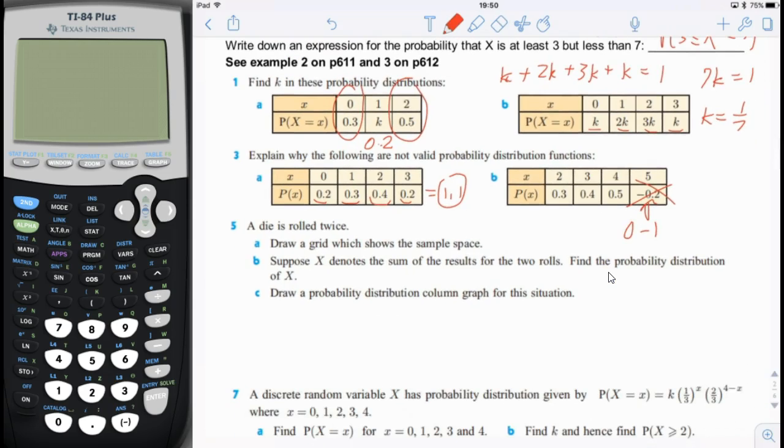Let's move on. Question 5: A dice is rolled twice. Draw a grid which shows the sample space. Suppose X denotes the sum of the results for 2 rolls. Find the probability distribution of X.